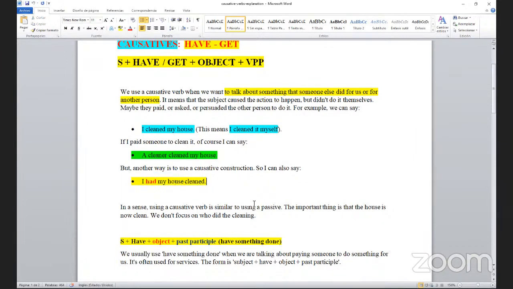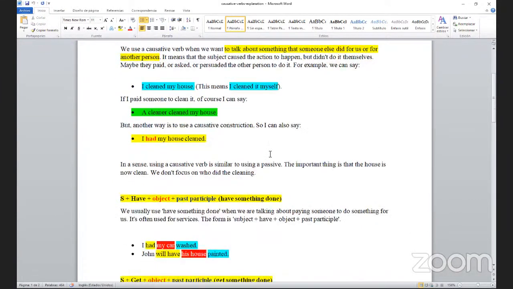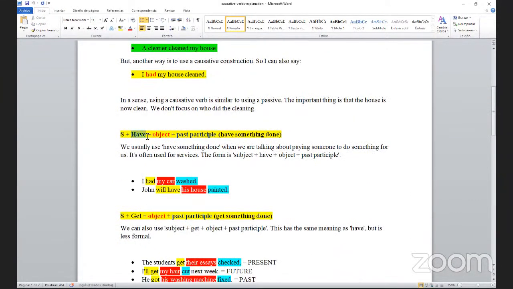Okay, so as we said, we have only these two verbs. The first verb is have. The structure for this is: the subject, have, and always the object. What is the object? For example, here we are talking about my house, and this is the object. So always after have, we use the object, plus the past participle of the verb, always the third column of the verb. With this structure, we say that we have something done by somebody else.